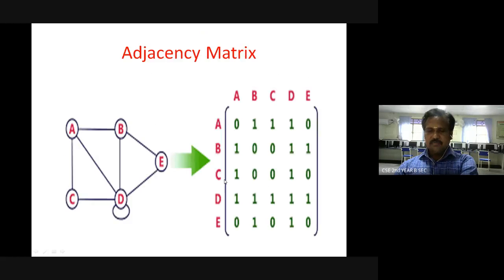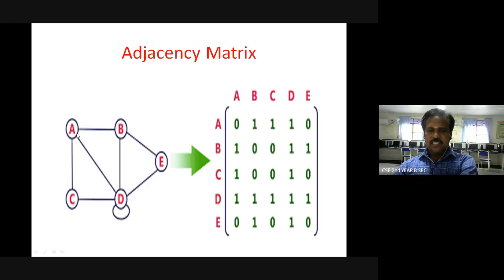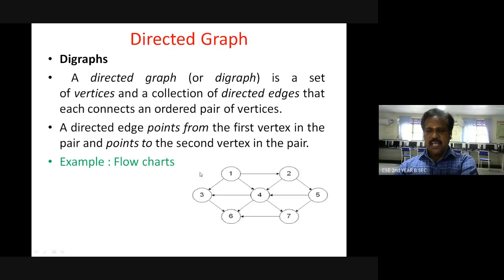But in the undirected graph, we can traverse in either direction, A to B and B to A also. But in this diagram, we can traverse only from 1 to 3. We cannot traverse from 3 to 1. That is the difference between a directed graph and an undirected graph. One is an undirected graph, and the other is a directed graph. A directed graph contains an arrow. That arrow indicates where we have to visit.